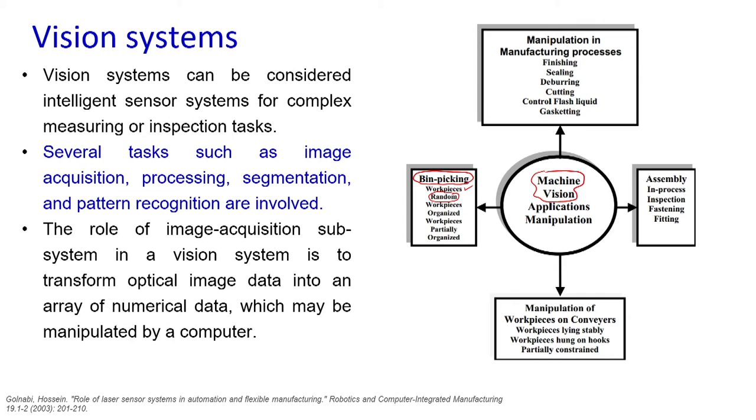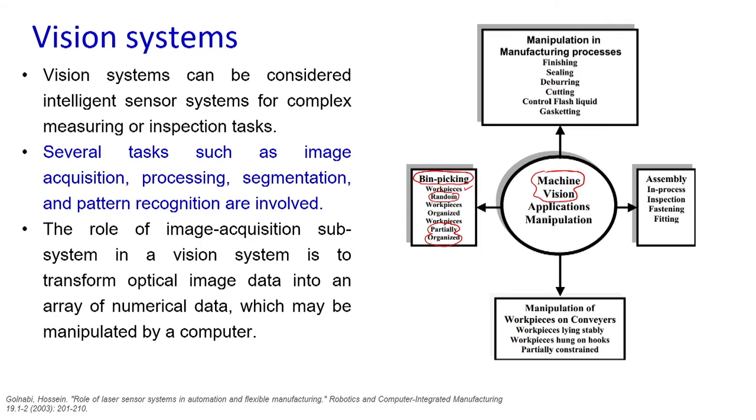If the workpieces are organized very well, then also we can pick up the part. The situation may be randomly oriented work parts, partially organized work parts, or completely organized work parts. By using the machine vision system, we have to pick a specified part or product from the shelf.